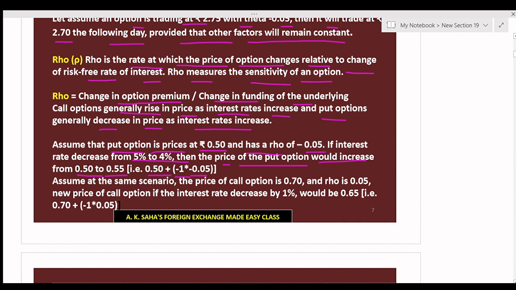Assume that in the same scenario the price of a call option is rupees 0.70 and rho is 0.05. The new price of the call option, if the interest rate decreases by 1%, would be 0.65, that is 0.70 plus minus 1 into 0.05 is equal to 0.65.